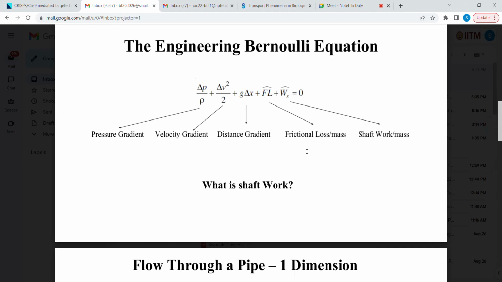And the work that is done by the air end on the air can be said to be shaft work. For compressible fluids like gases, typically compressors are used, and for incompressible fluids we use pumps, but the concept remains the same. That is called shaft work.